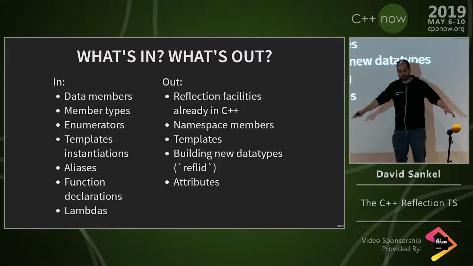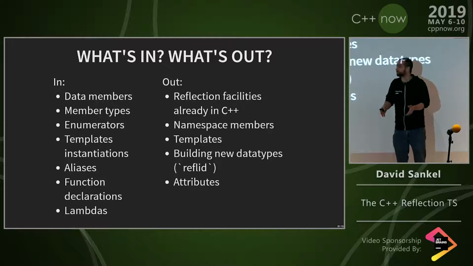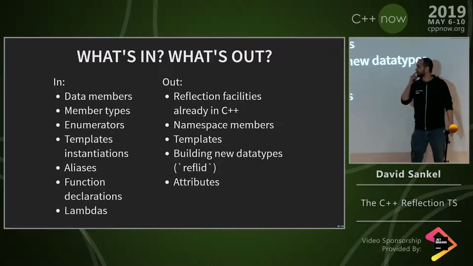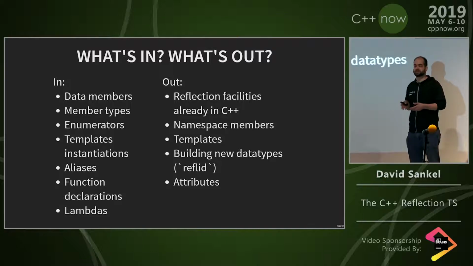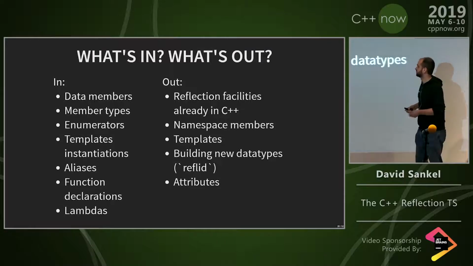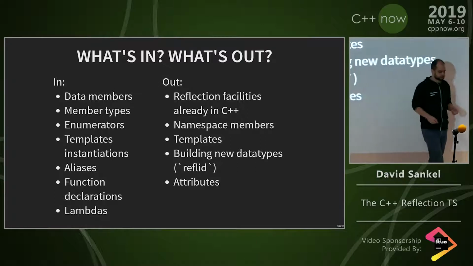That's totally cool. But what we don't have in is reflecting on std::vector, the template itself, right? That's out. You can reflect on aliases, so any typedefs, you can see through them, you can get their name, see the name of the thing that they're pointing to. You can reflect on function declarations and lambdas, we'll talk more about those later.